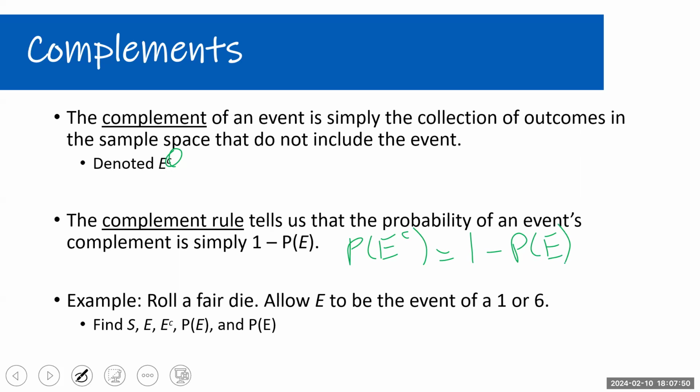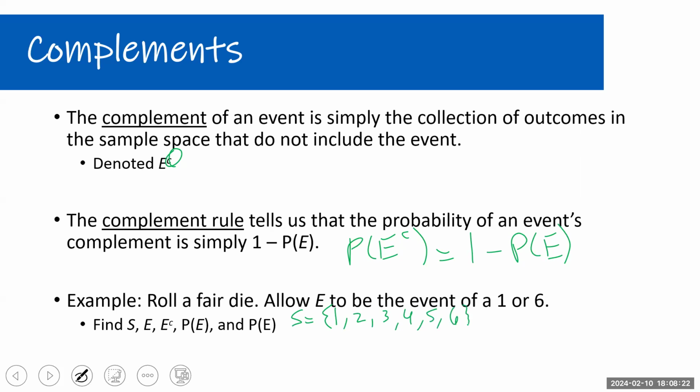If I tell you that the probability of raining is 20%, then the probability of it not raining is going to be 80% because 1 minus 0.2 is 0.8. Okay? Because you know that if it's not that, it has to be whatever the probability is left. Let's look at our die example. Okay? We are rolling a fair die. So we know that our sample space is 1, 2, 3, 4, 5, and 6 again.